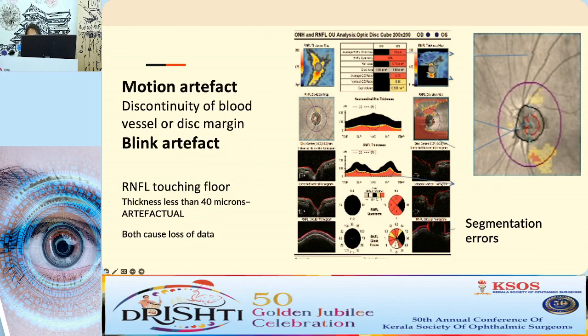A few artifacts: motion artifacts and blink artifacts are common. Both cause loss of data. And RNFL touching the floor is also artifactual, because a thickness of less than 40 microns is artifactual. And segmentation errors are also common, which can be seen from the OCT scan.